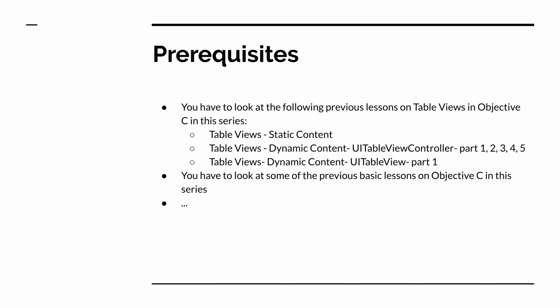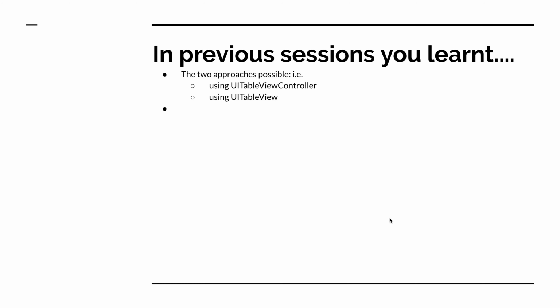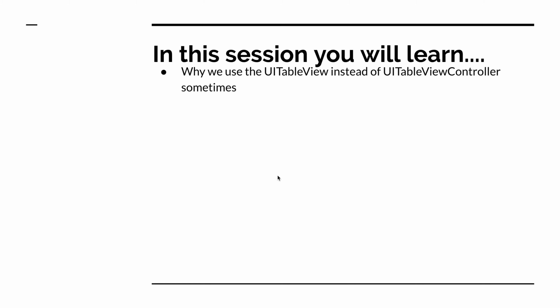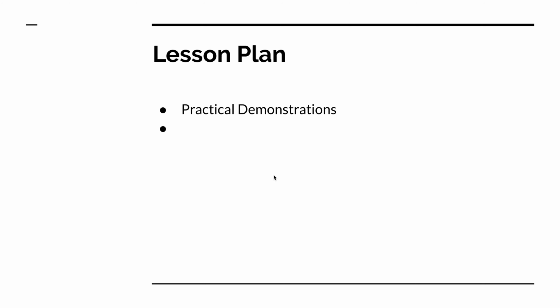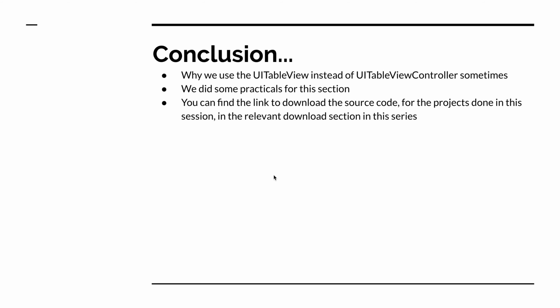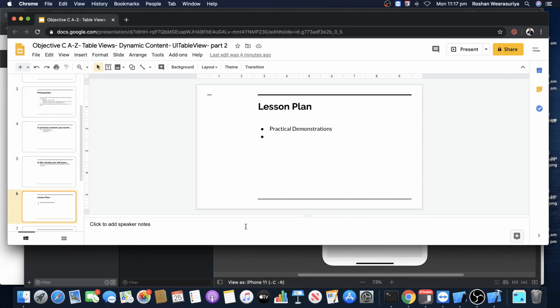You have to look at some of the previous basic lessons on Objective-C in this series as well, right? So in previous sessions, you learned the two approaches possible to create table views, that is using UITableViewController and then using UITableView. Now you have seen both the approaches if you look at our previous lessons. In this session, you will learn why we use UITableView instead of UITableViewController sometimes, right? Let's see why we use UITableViews, right? Lesson plan, again, practical demonstration. So let's look at the lesson.